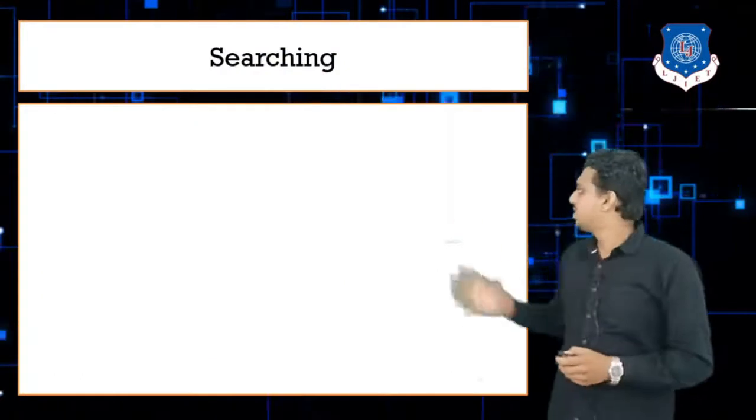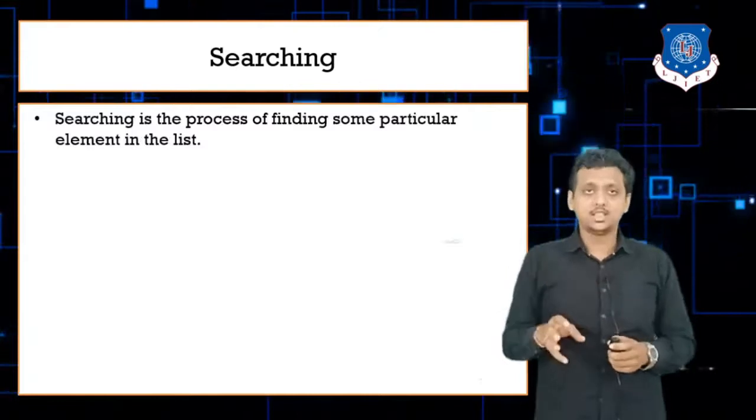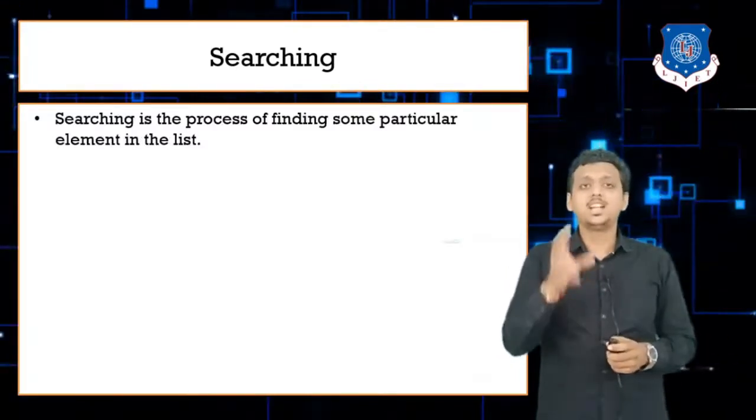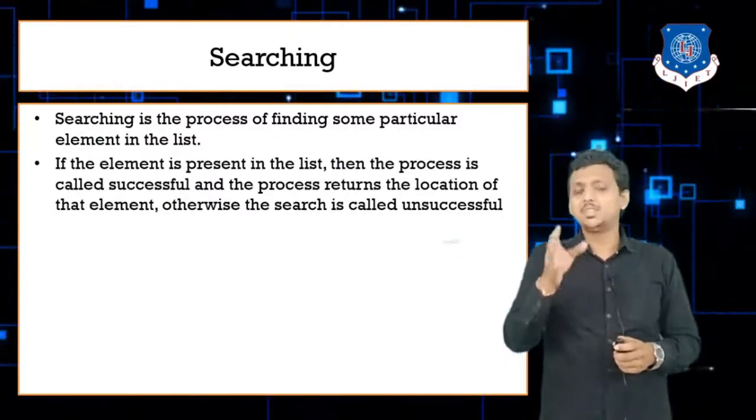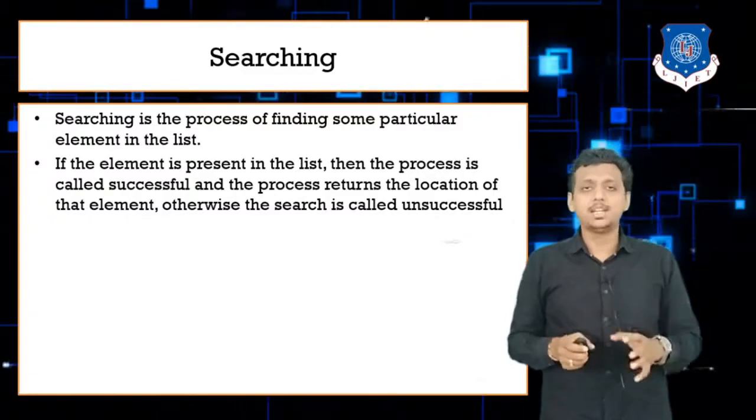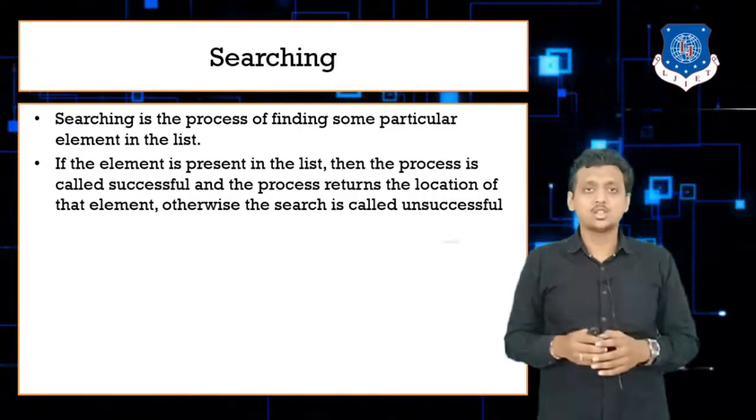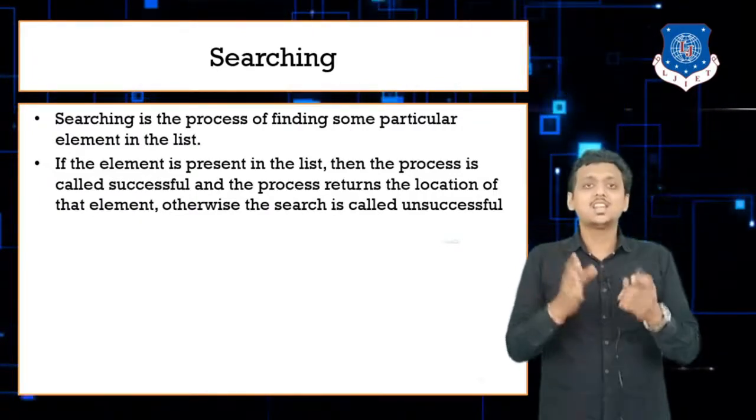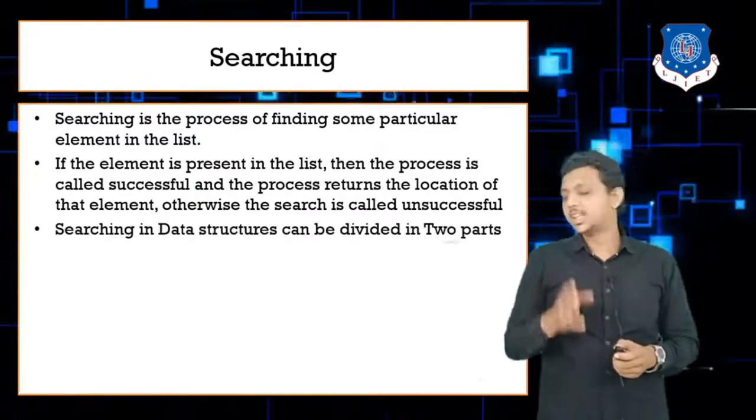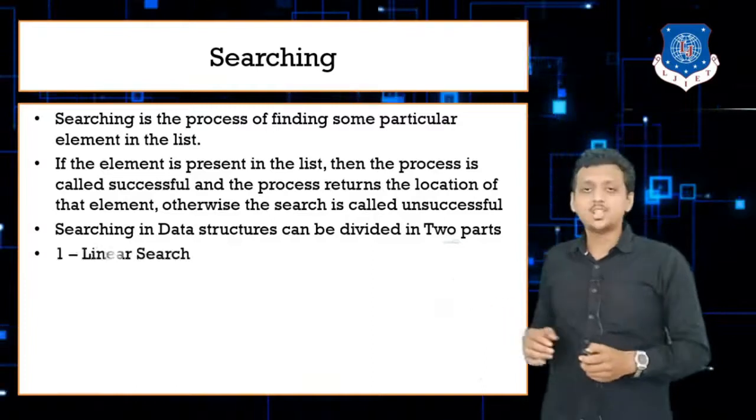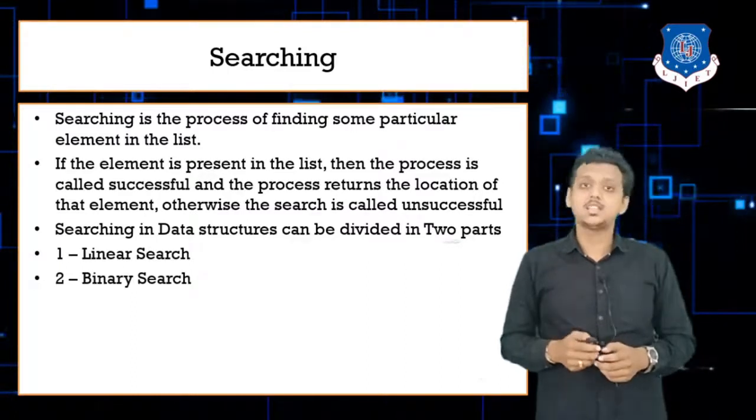So students, searching means when you want to search in a data structure for a particular element, when you want to find something, that technique is known as searching. If the element is present in the list, then it will give the location of the particular element and say yes, searching is successfully done. If the element does not exist there, then it says the searching operation has failed. Searching in data structure can be divided into two different parts. The first technique is known as linear search, and the second technique is known as binary search.